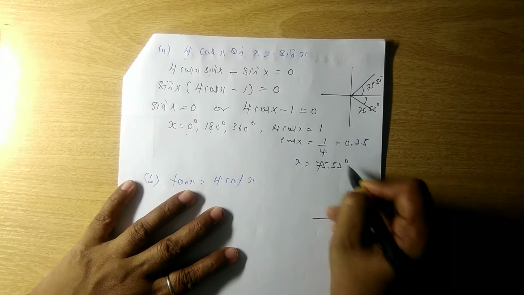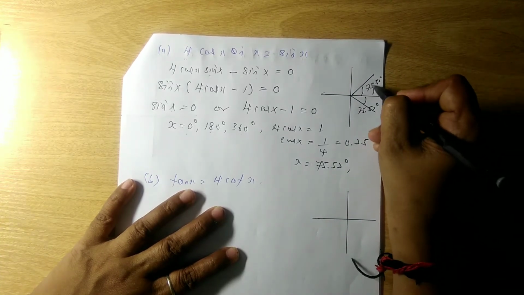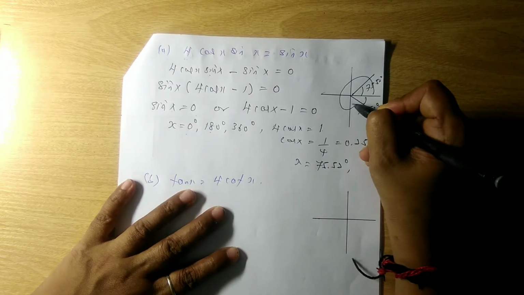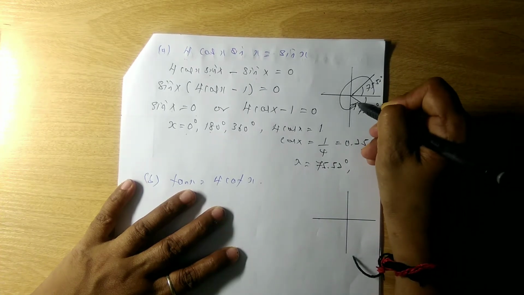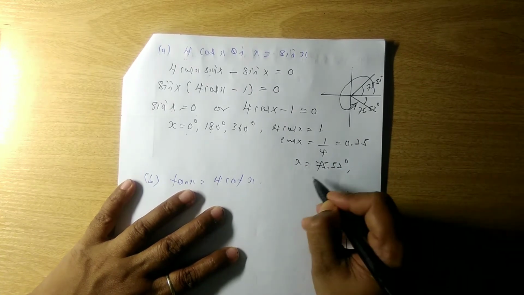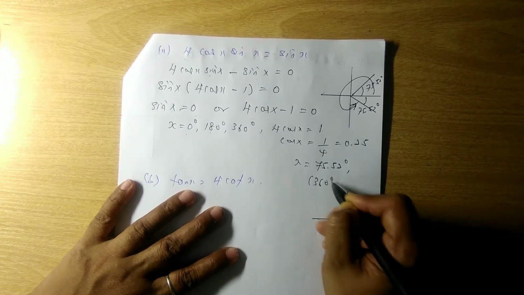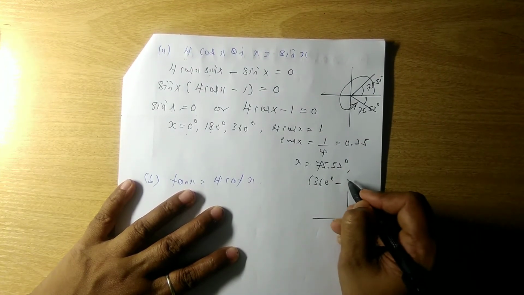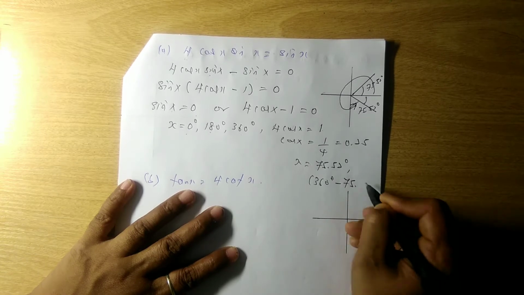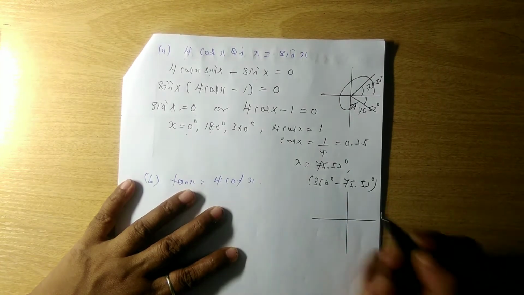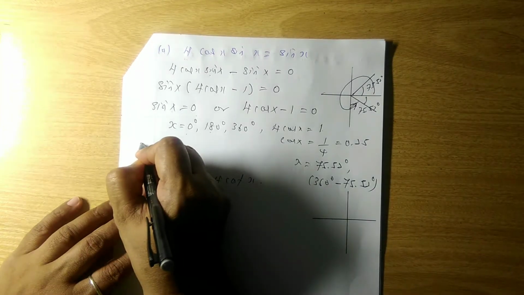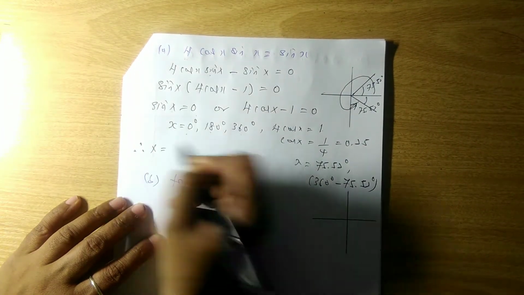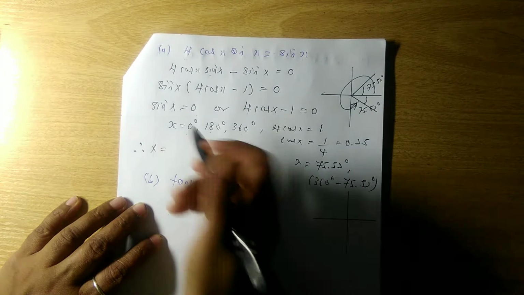Okay, my second angle is from here all the way up to here. Okay, so up to this line here. Okay, so this becomes 360 degrees minus 75.52.